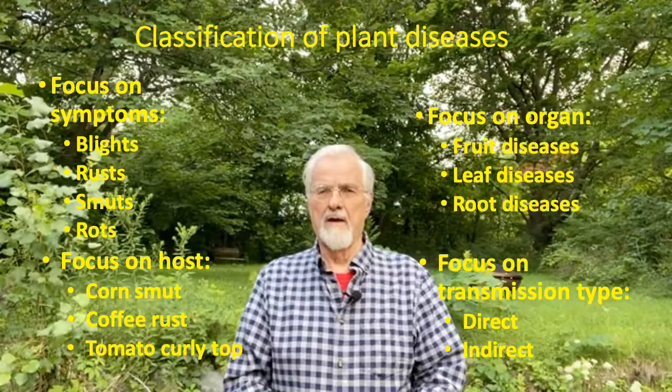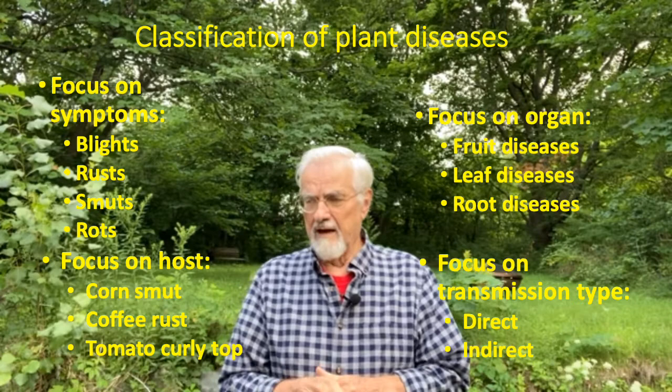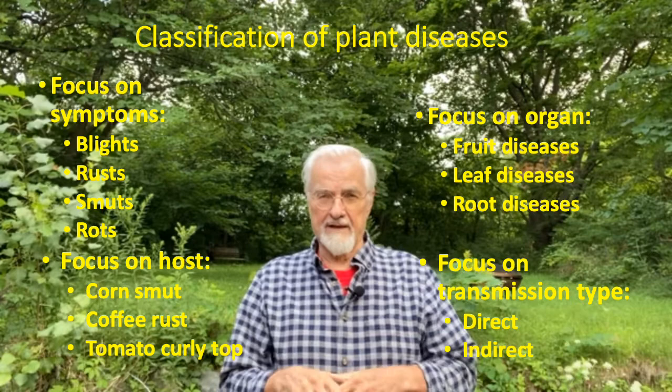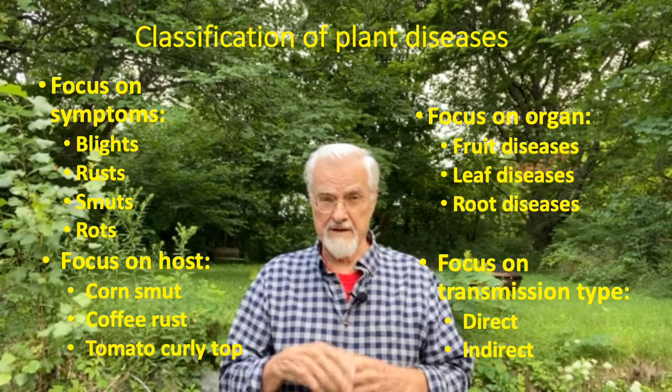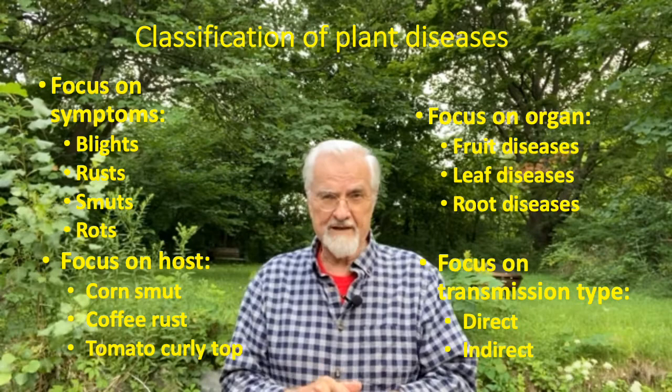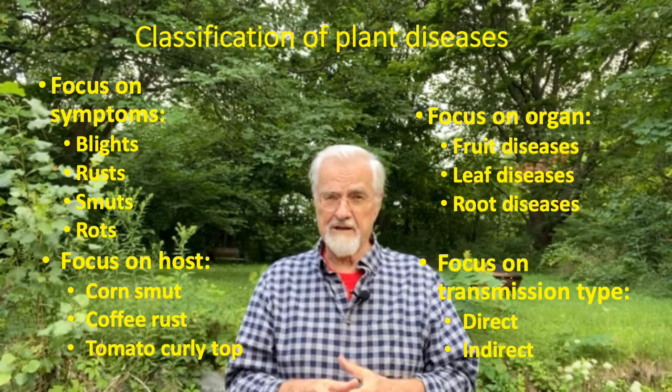Now, there are a variety of ways of classifying plant disease systems, depending on your point of view, really. You can focus on the symptoms, so that you talk about blights or rusts or smuts or things like that, which is based on what the appearance of the disease on the plant actually is like. You can talk about the host itself, so you can talk about the corn smut or the coffee rust or the tomato curly top virus. Those are referred to the species of plant that's being attacked.